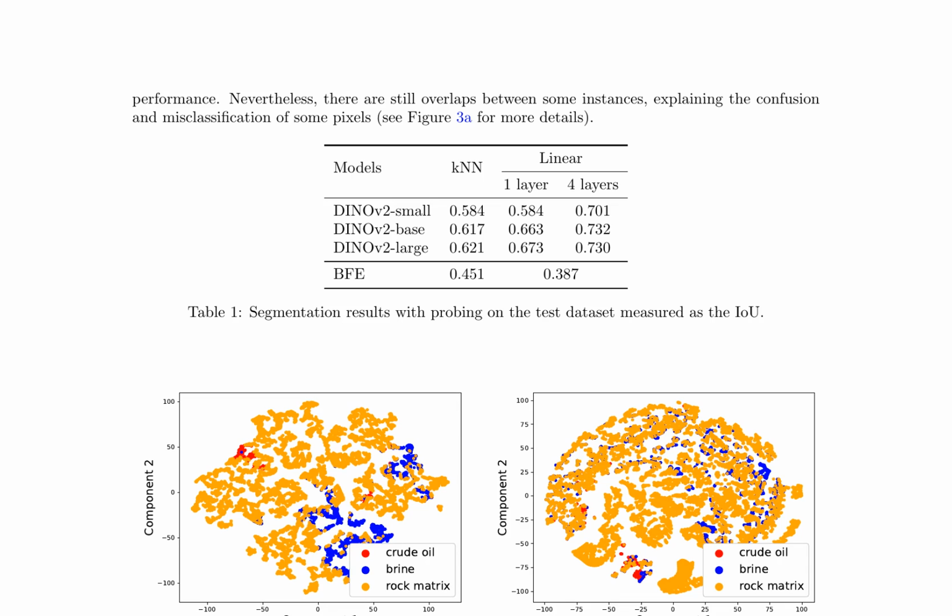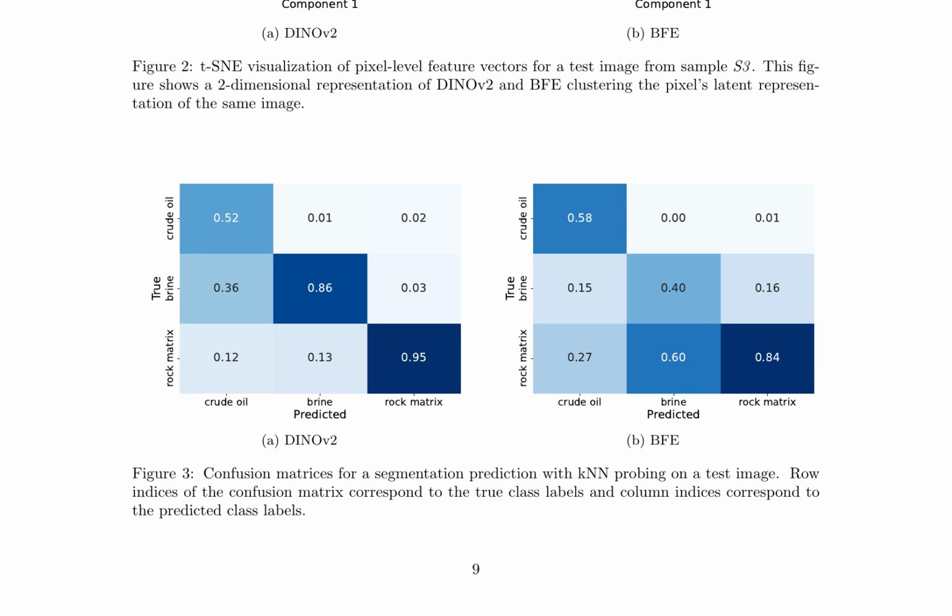Confusion matrices in Figure 3 provide further insight into segmentation predictions, where row indices represent true class labels and column indices represent predicted class labels. DINOv2's confusion matrix shows higher accuracy in predicting crude oil and rock matrix, with fewer misclassifications compared to BFE, indicating that DINOv2 models are more effective at separating the 3 components in the dataset.